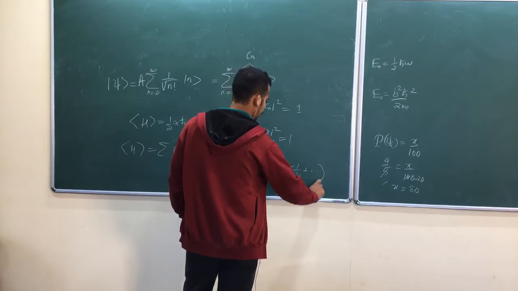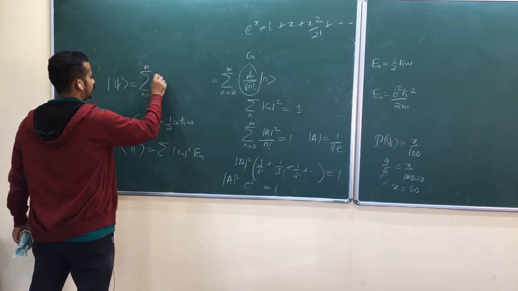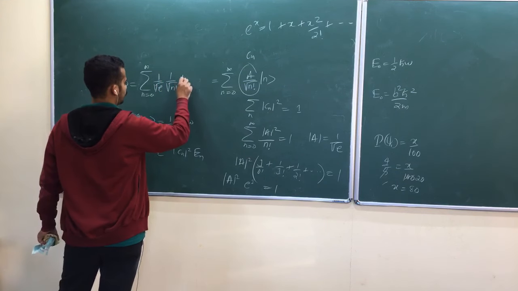When you put x equal to 1, e power 1 is equal to e, so what is a? 1 by root e. Is that okay? Now look at here. What is the normalized wave function? 1 by root e over. Now it is the normalized wave function. Can I rewrite: summation over n equal to 0 to infinity, 1 by root e, 1 by root n factorial, state n. Am I right?